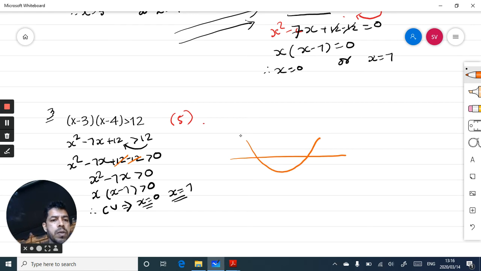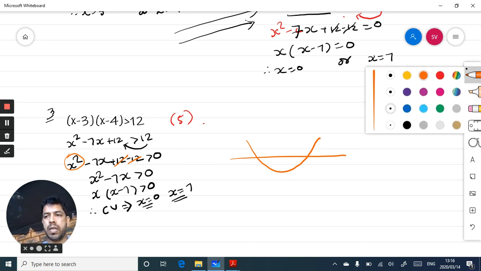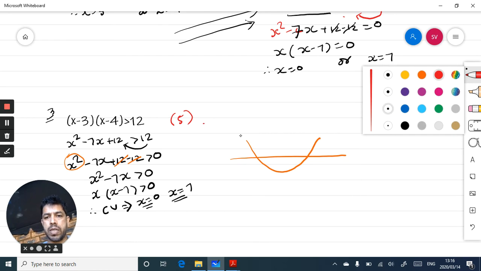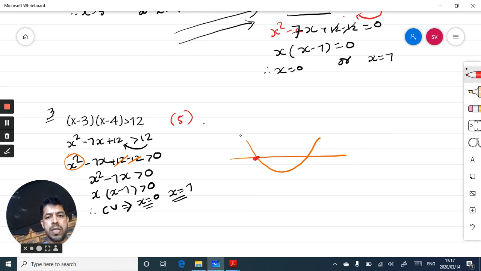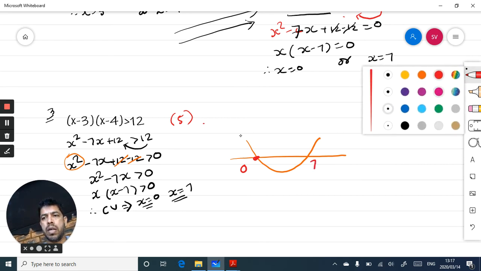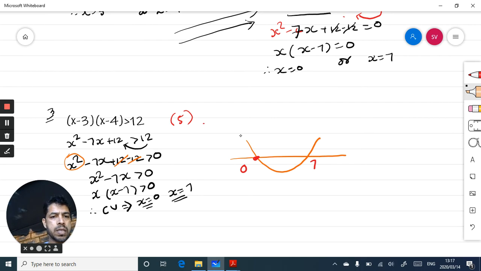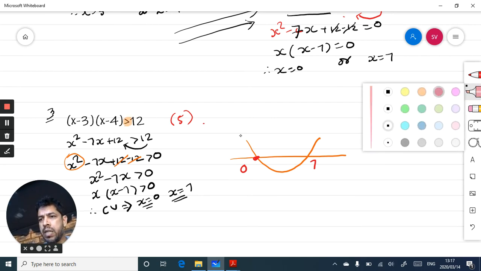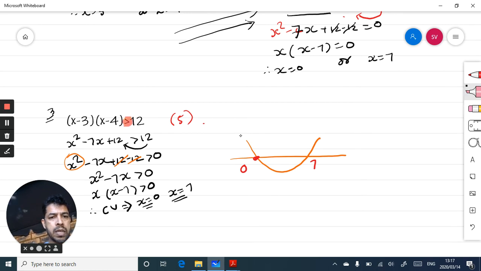X squared, my graph related to x squared is a parabola shape, and the parabola shape will have those two critical values which I just found. So that's 0 and then x equals 7. So then I'm going to look for what is required of me. Required of me is greater than or equal to, or greater than 0.